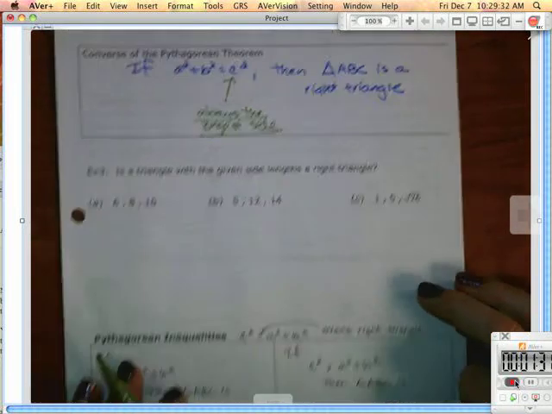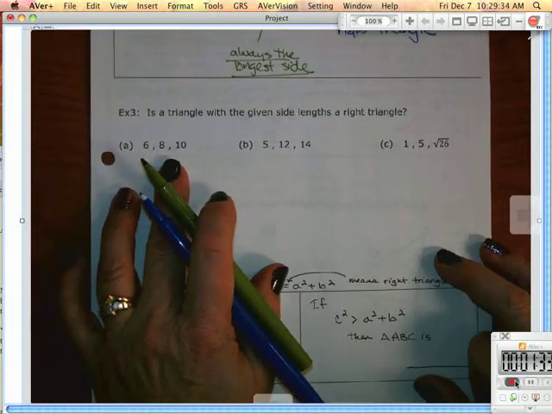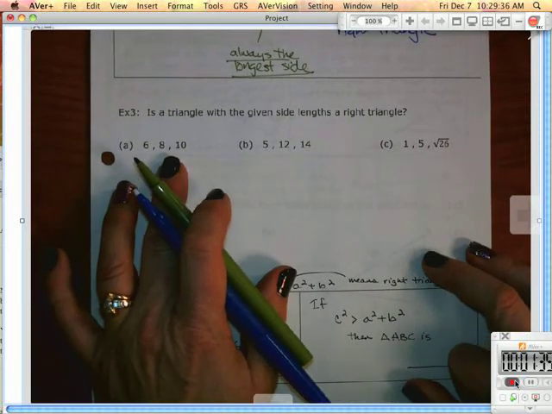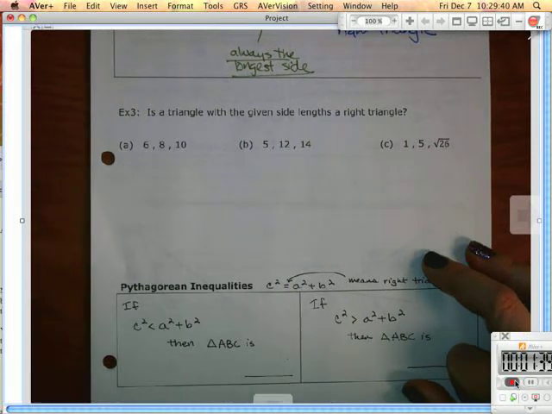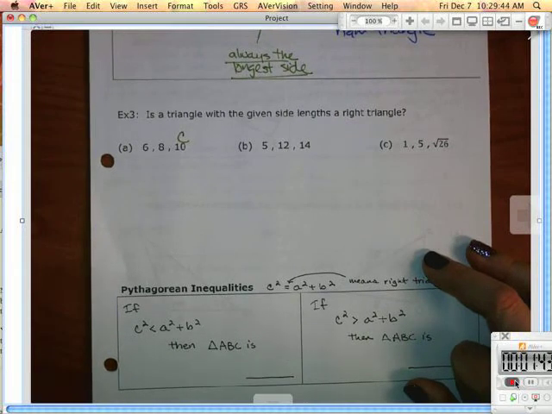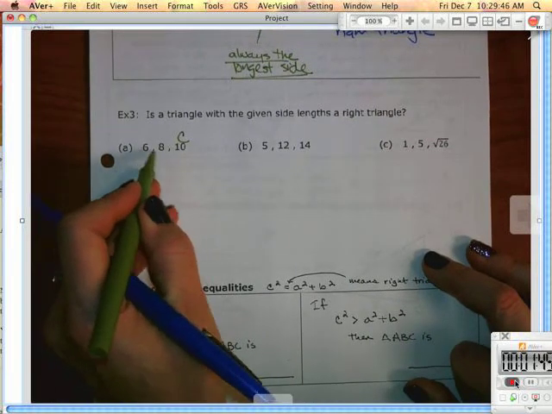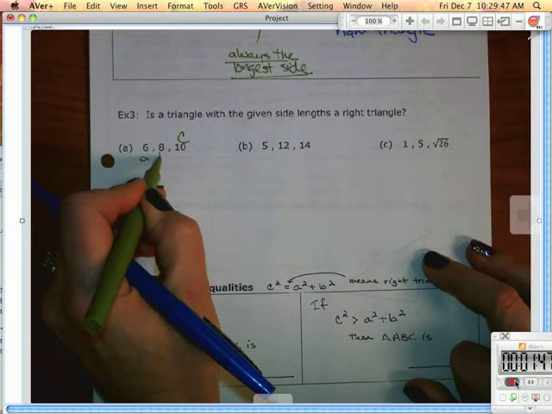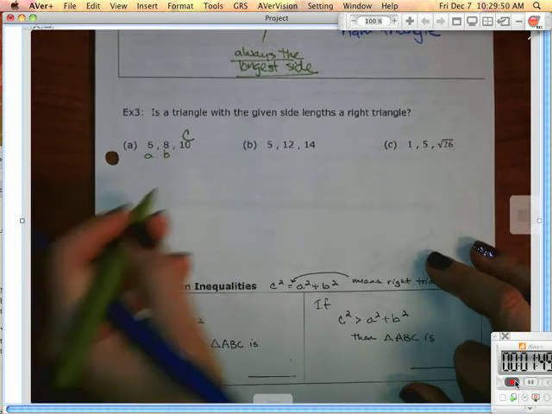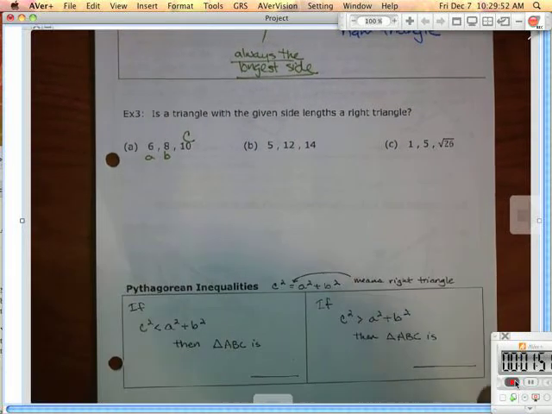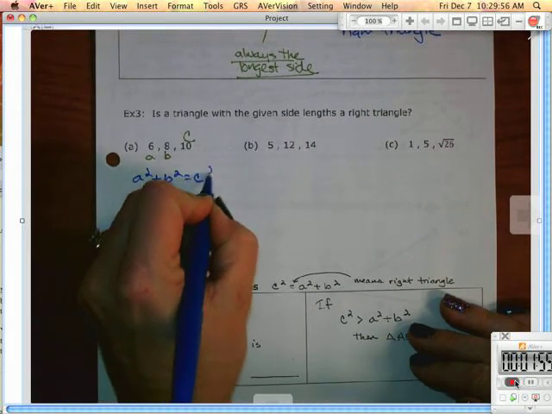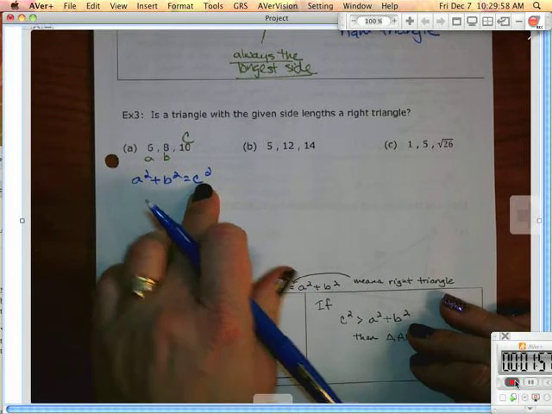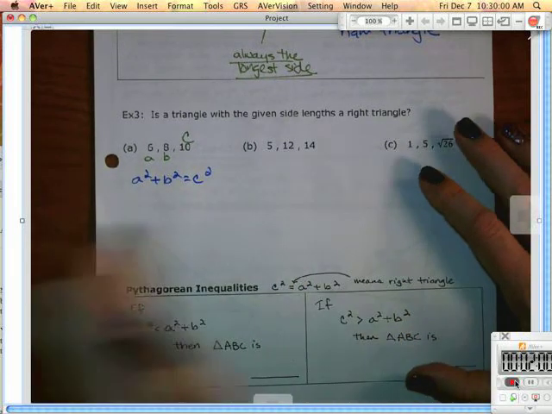So let's look at this set of numbers. They're saying these are the sides of a triangle. If I were to plug it into the Pythagorean theorem, which one has to be C? 10. This has to be C. That's the longest. The other two, it doesn't matter. It could be A or B. I'll just make that A and that B. And then I want to plug it into a squared plus b squared equals c squared to see if this side is equal to this side. If it is, then it is a right triangle.